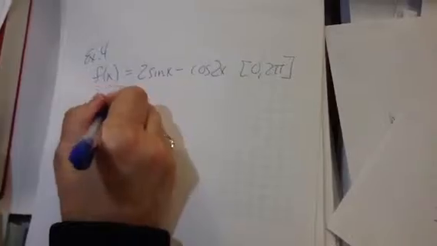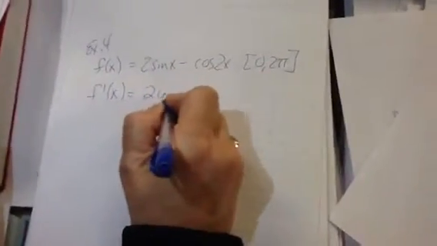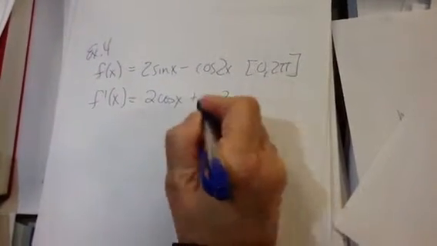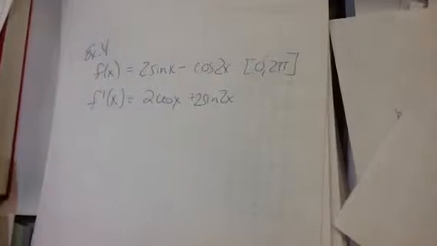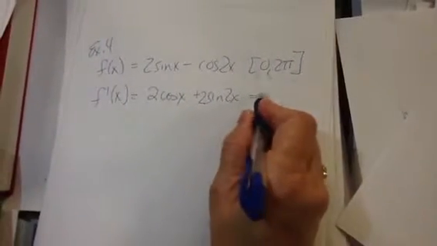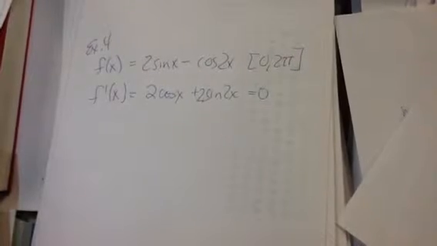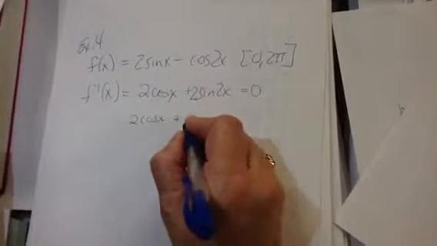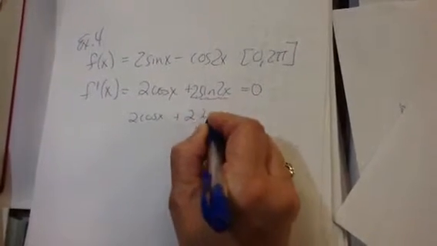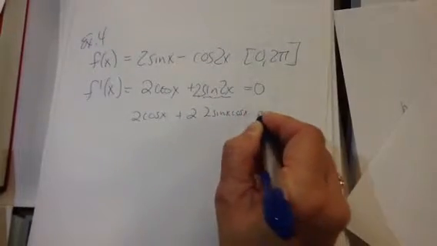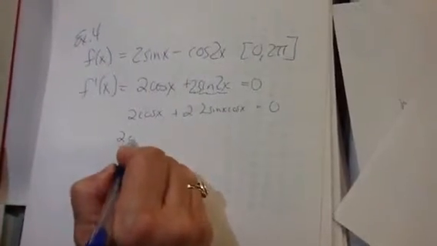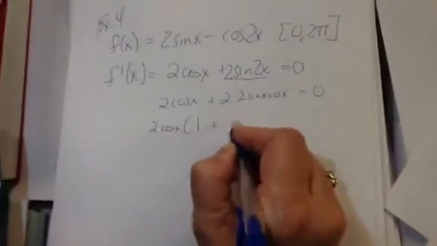We need to find our critical numbers. First derivative. So I have 2 cosine x plus sine 2x times 2, because there's a cosine 2x. Set it equal to 0. Now it's very difficult to factor something like this. So what I'm going to use is those identities, which is this part here is 2 sine x cosine x. So now I've got a 2 and I've got a cosine x. That makes this a 1 plus a 2 sine x.